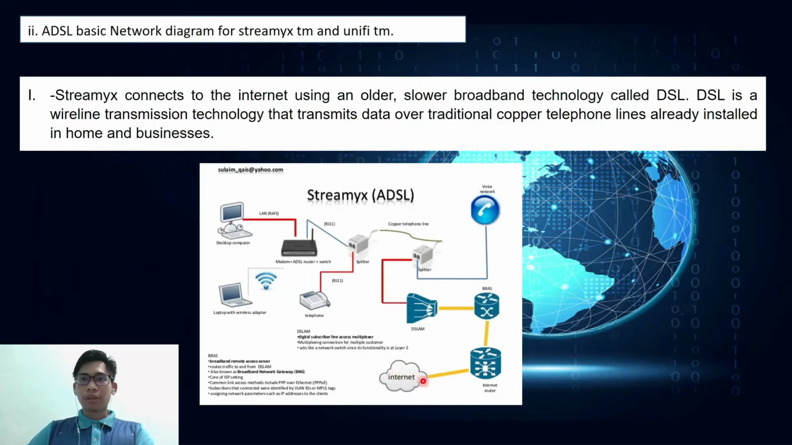From the internet to the router to the bus and this lamp, then to the splitter. The voice network also goes to the splitter using copper telephone lines and splits into two. The voice network splits into the telephone, and the internet splits into the modem to the desktop computer and laptop with wireless adapter.